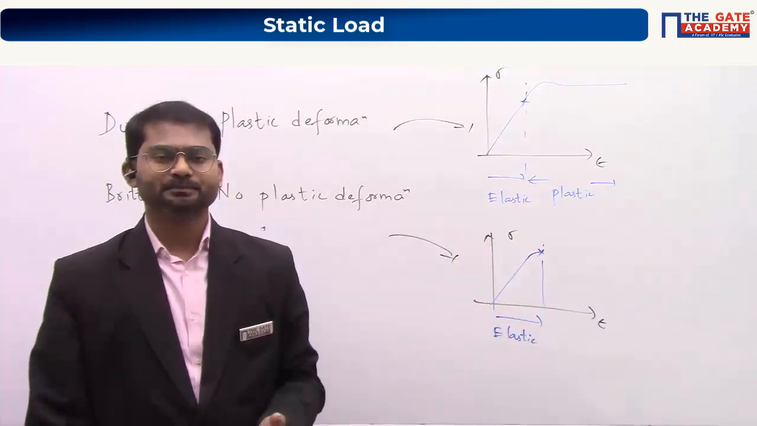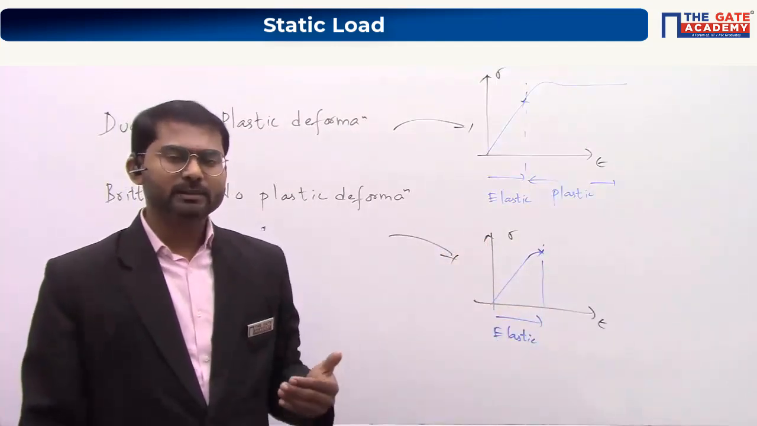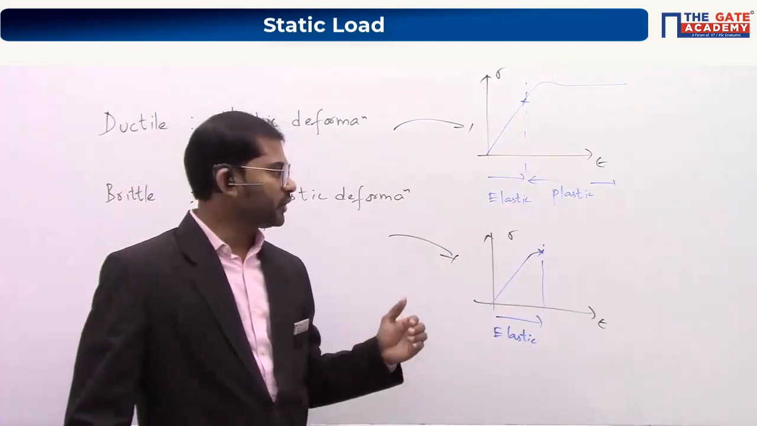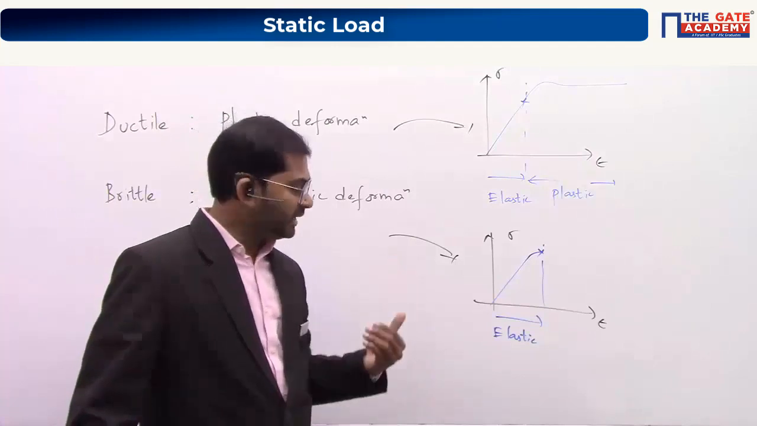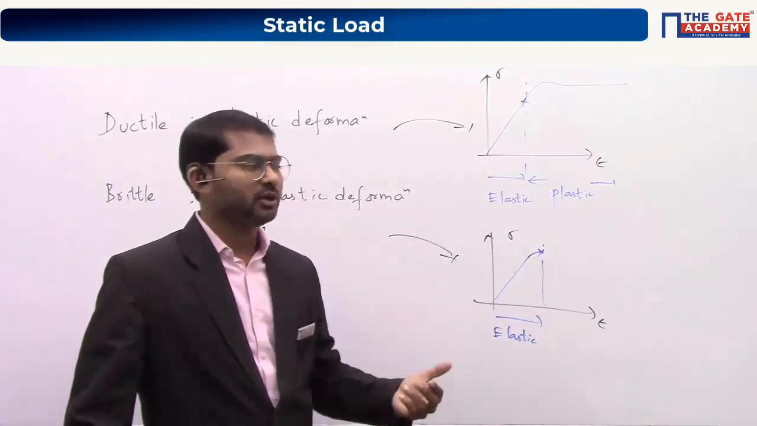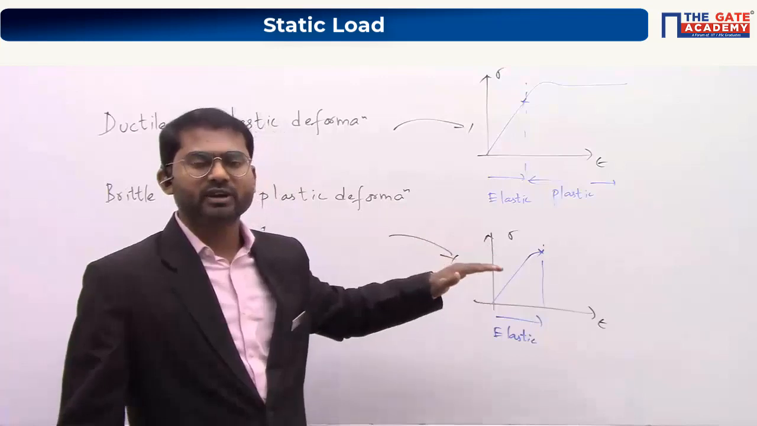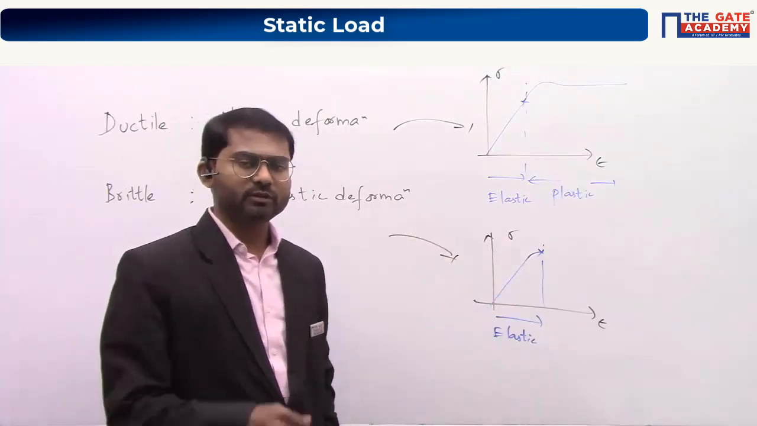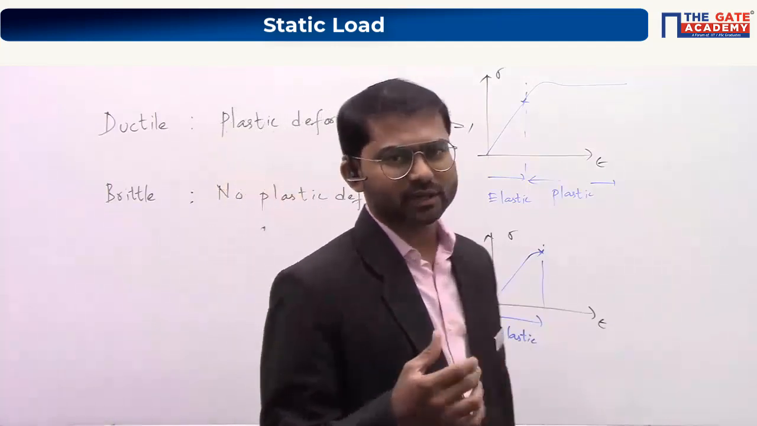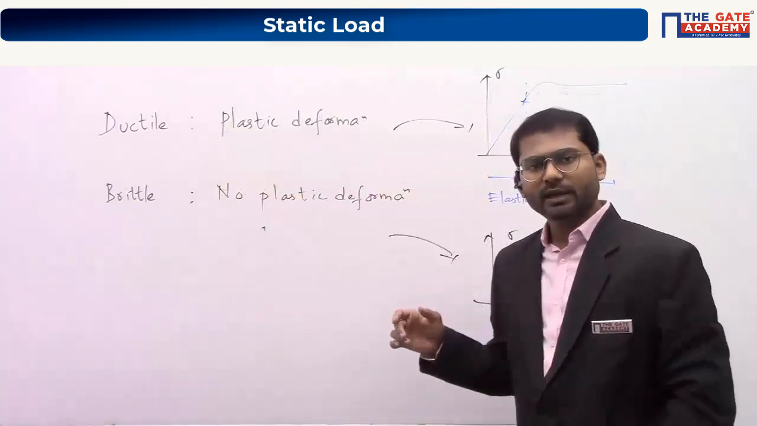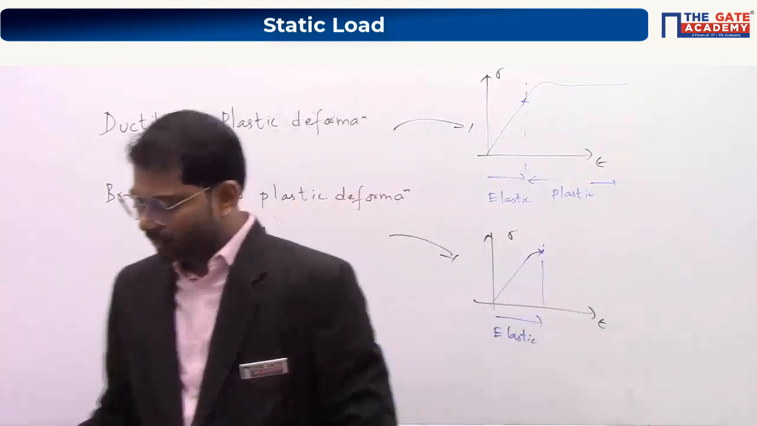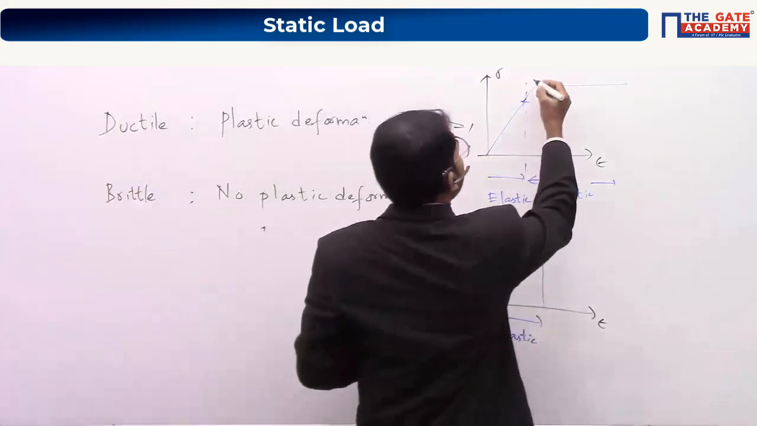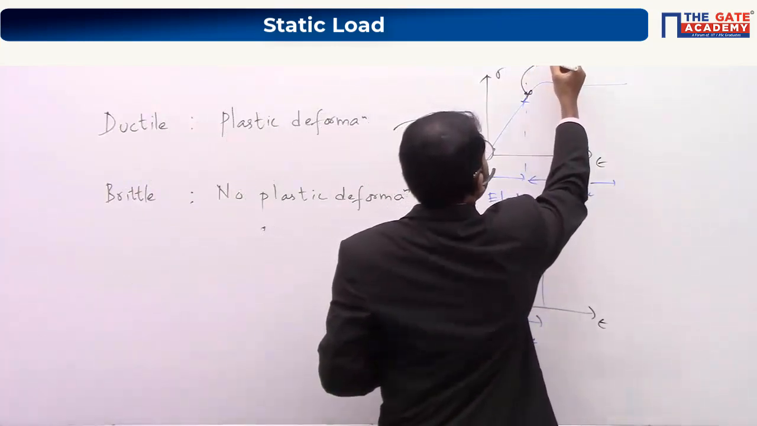Understand? So how it behaves after the elastic region is going to make it a ductile or brittle material. If it is showing any plastic deformation before the fracture, it is called a ductile material. If it is not showing any plastic deformation and immediately after the elastic deformation it undergoes fracture, we say it is a brittle material. That is how we differentiate between a ductile and a brittle material. Whatever metal you take, it will fall into the category of either ductile or brittle material.